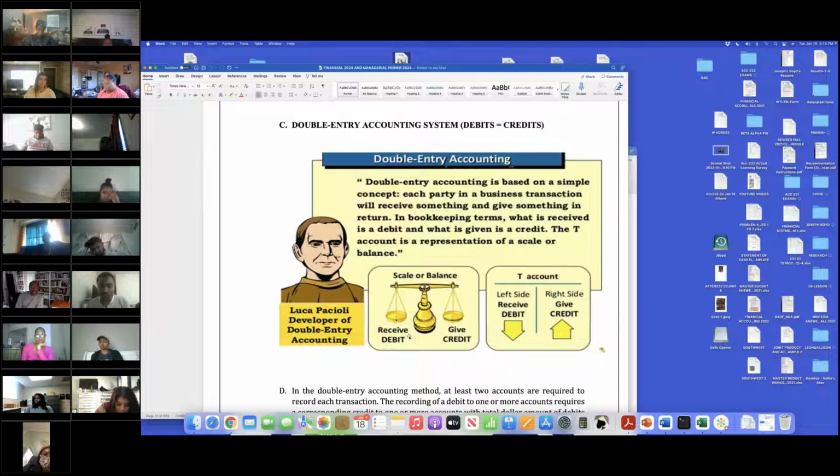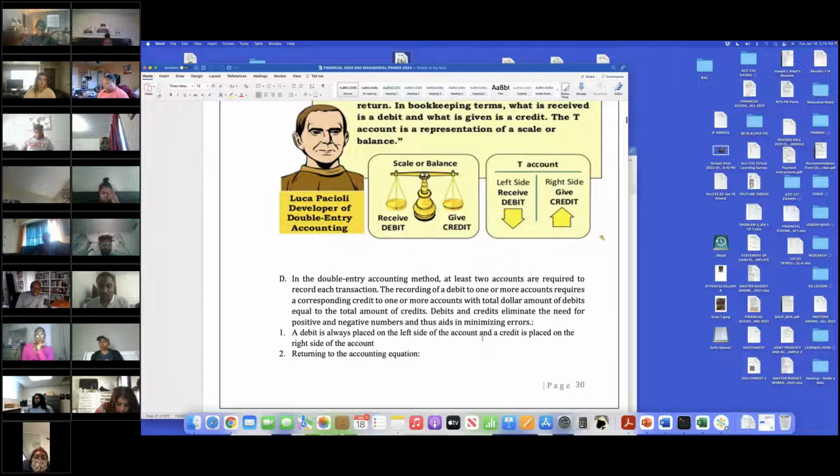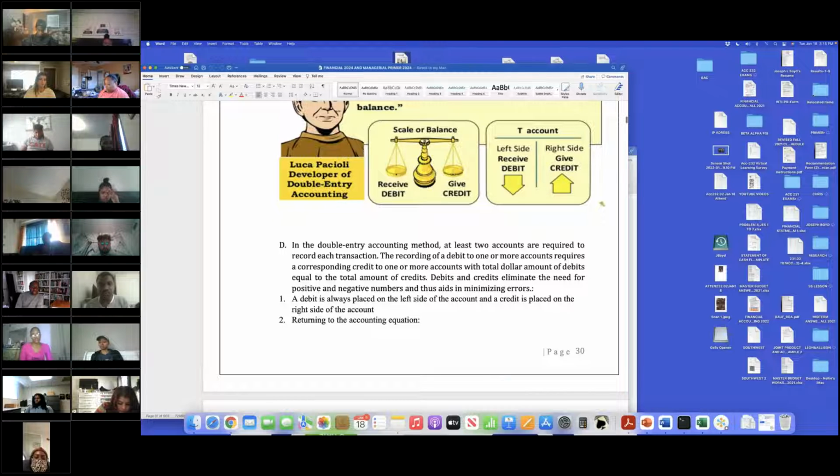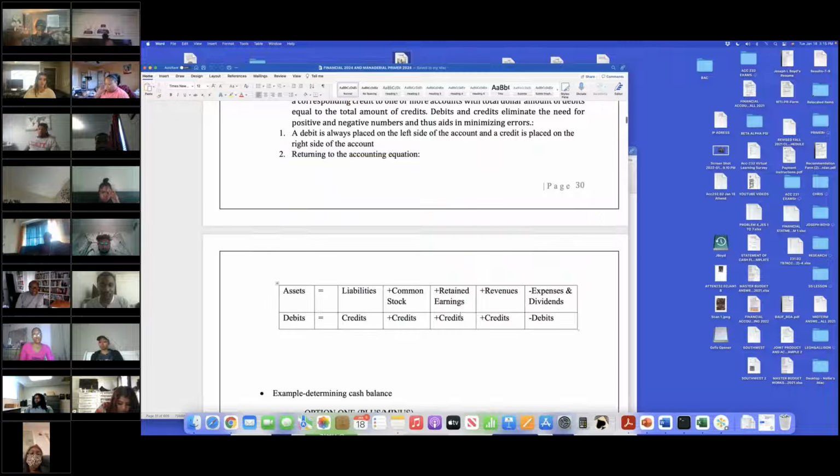So we're always going to have two accounts. A debit is always on the left side. A credit is on the right side. So in our equation, assets are always going to be equal to the liabilities plus common stock plus the retained earnings plus the revenues minus the expenses and dividends. As we make journal entries, this equation always has to hold. So every time you got a debit, you got to have a credit.